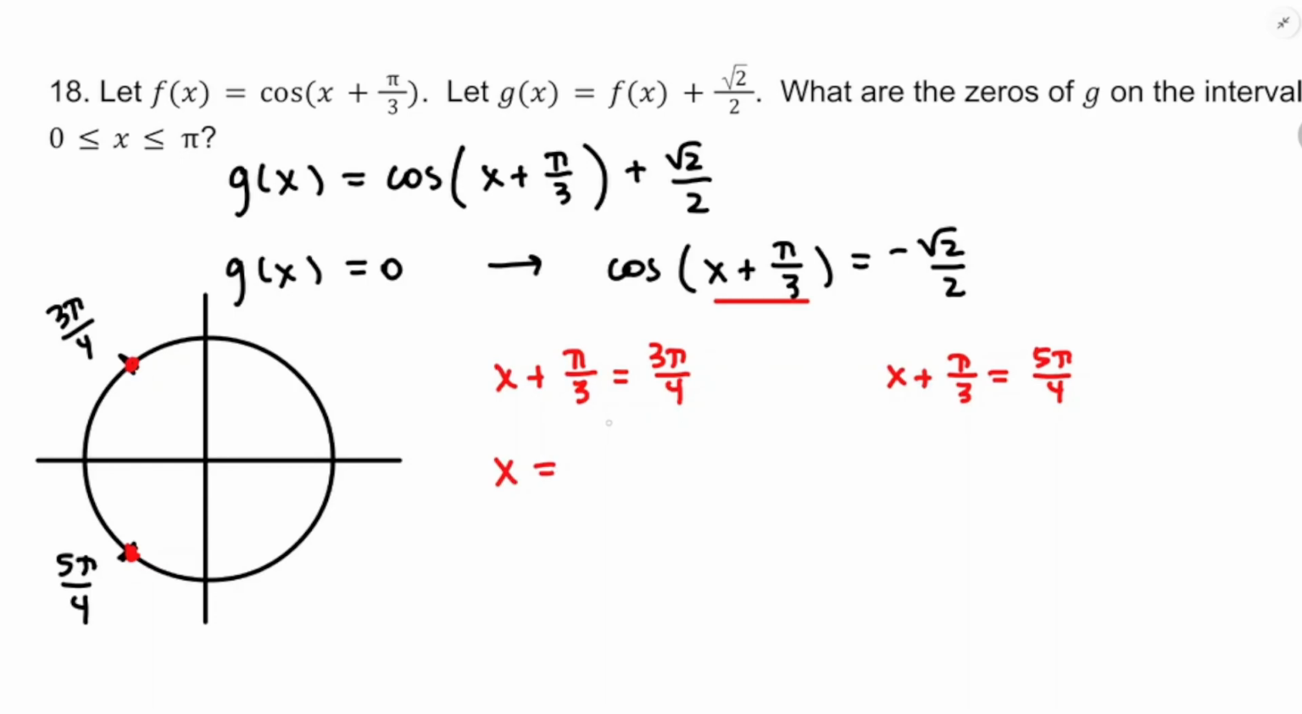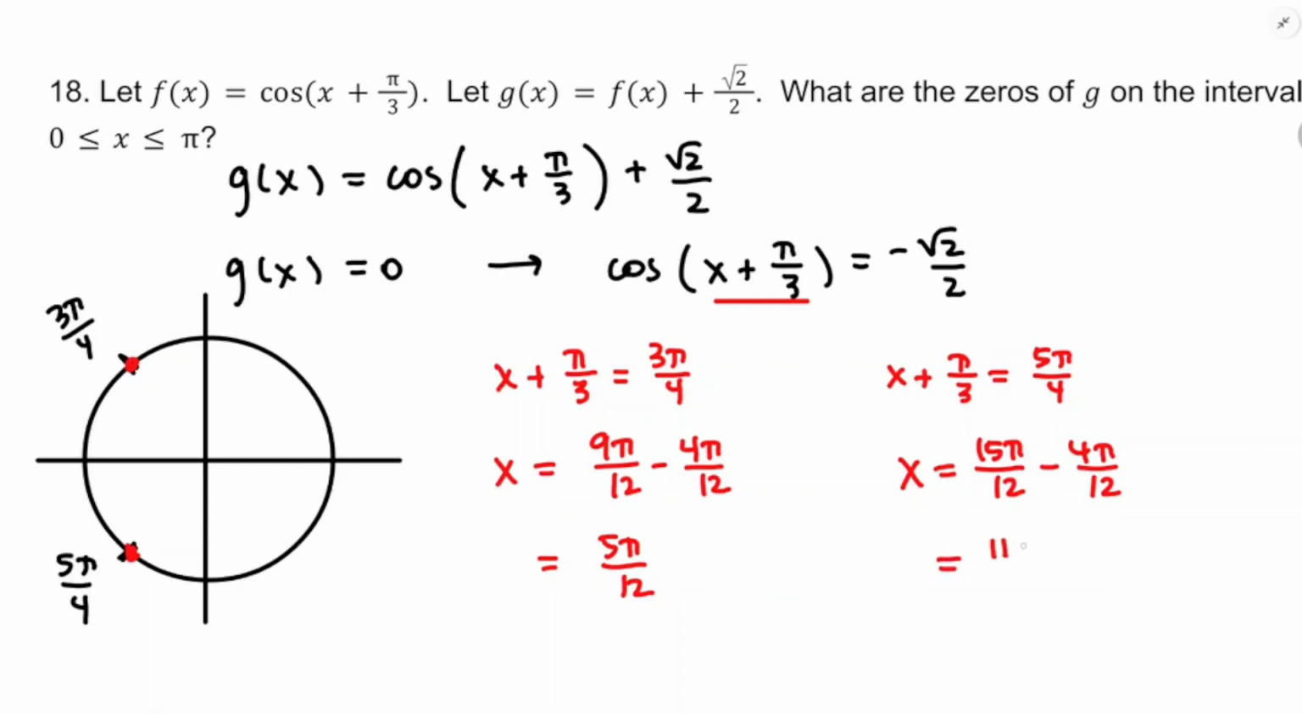Maybe I'll turn these into twelfths. So that'll be 9 pi over 12 minus 4 pi over 12 when I subtract pi over 3. And that would be 5 pi over 12. Then this one, 5 pi over 4 multiplied by 3 over 3 is 15 pi over 12, minus pi over 3, which is again 4 pi over 12. So 15 minus 4 is going to be 11 pi over 12, and both of these are between 0 and pi, so these are going to be my solutions.